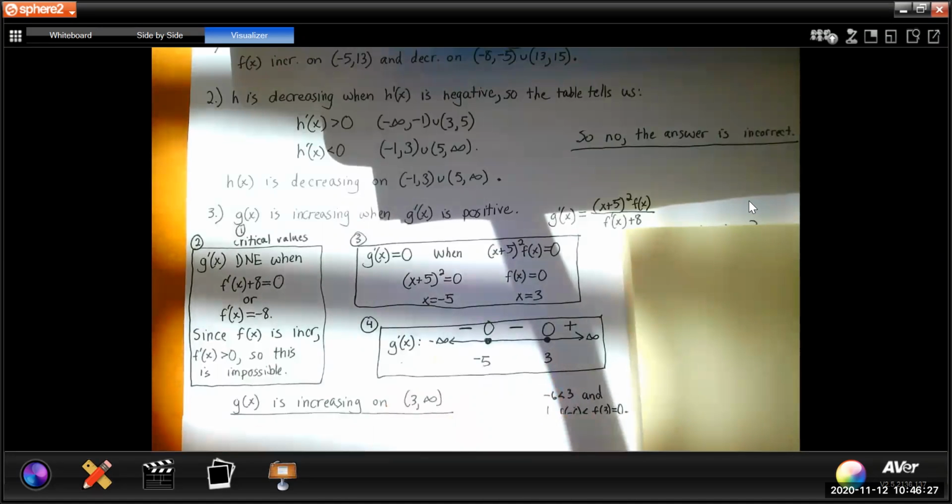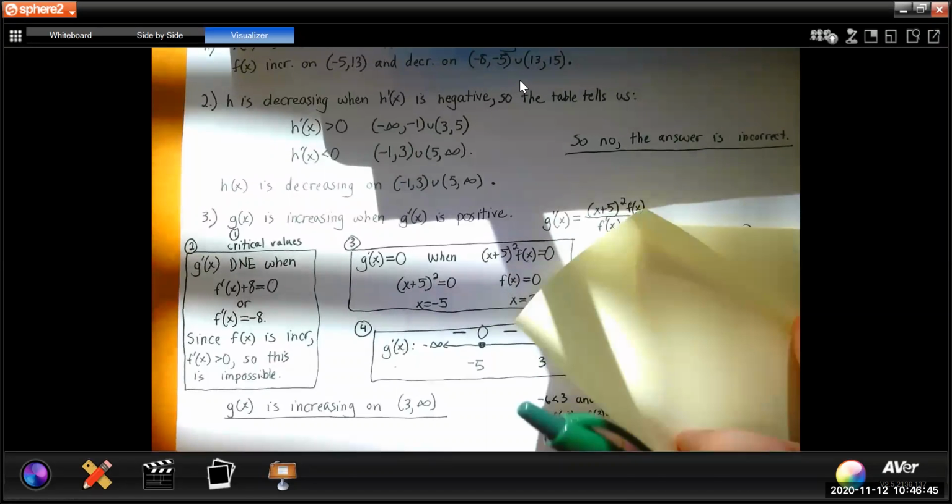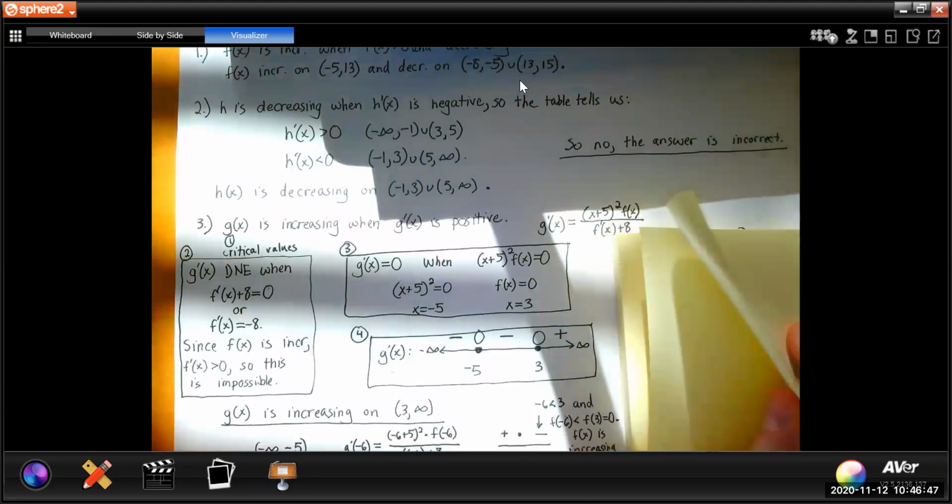That's why we want to start out some type of an analysis like this by thinking about what are the critical values, because it allows us to say everything else is positive or negative. And determining positive and negative here is the truly difficult part of this question. So let's do that.